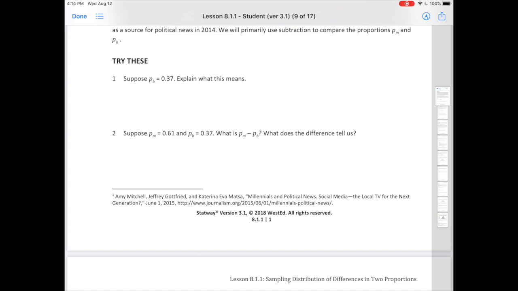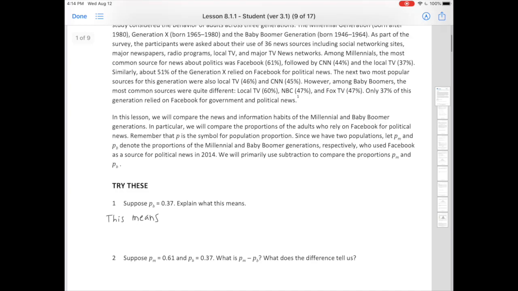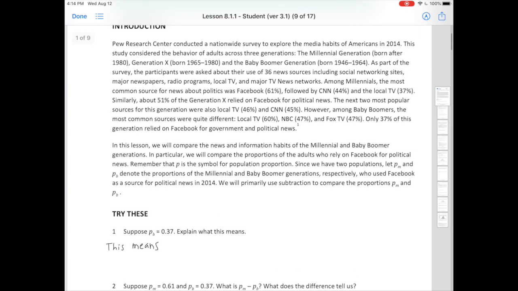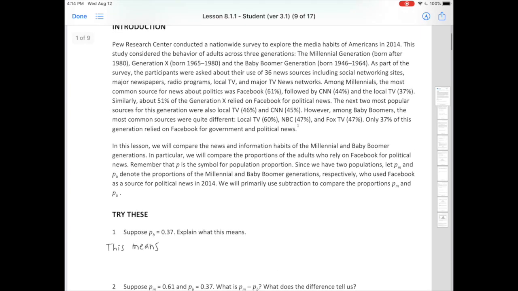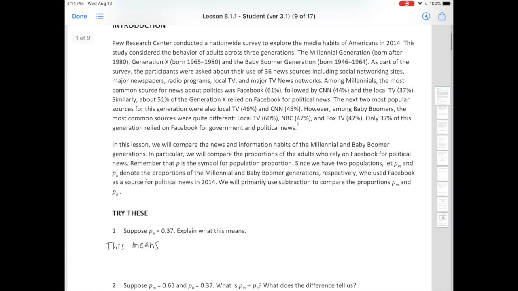Suppose PB is equal to 0.37. Explain what this means. So this means... Let me make sure that we're talking only about US. Does it say the US here? Yes, it talks about Americans in 2014.